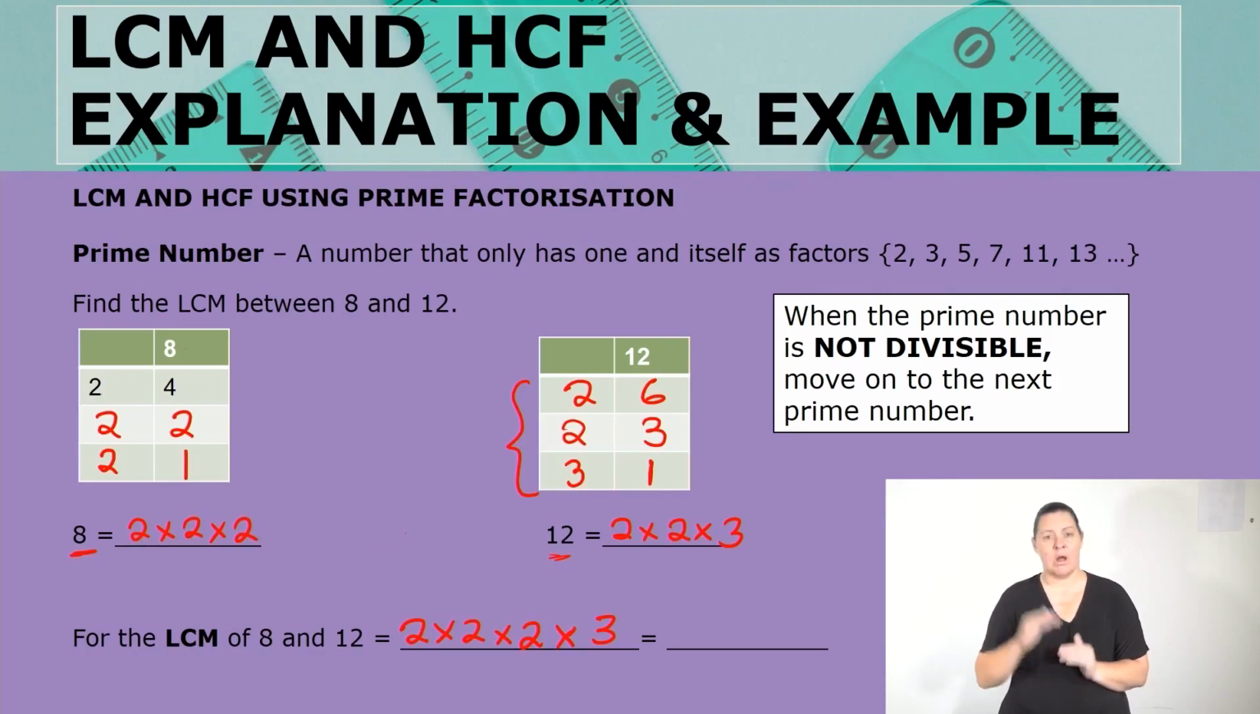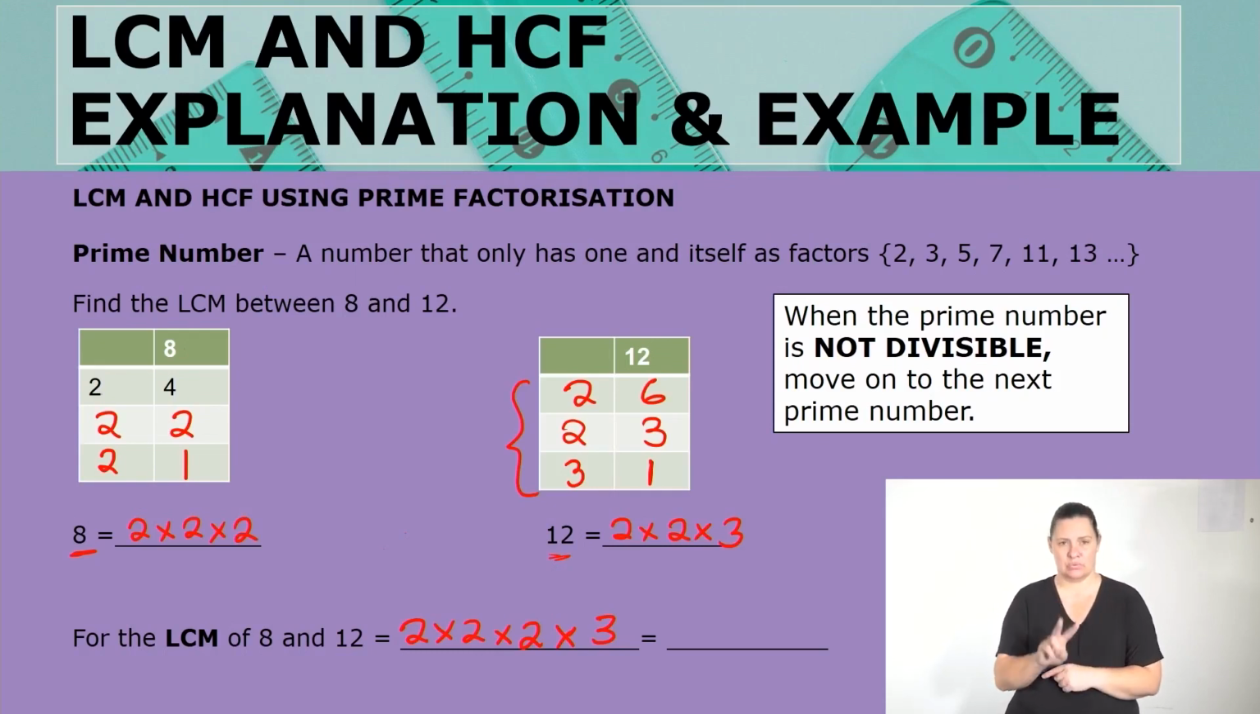So what is my lowest common multiple? That is going to be 2 multiplied by 2 multiplied by 2 multiplied by 3. If you multiply that, 2 multiplied by 2 is going to be 4. We multiply that by another 2, that is going to be 8. And when we multiply the 8 by 3, the answer there is going to be 24.